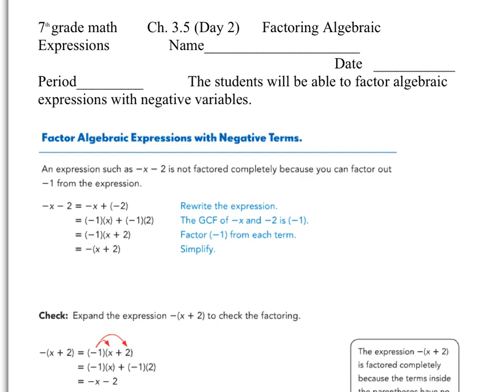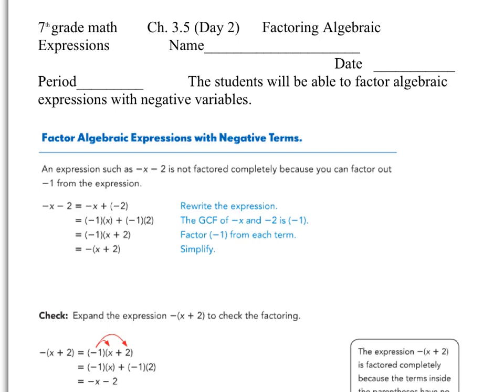Okay, so today is 3.5, day 2, factoring algebraic expressions. You'll be able to factor algebraic expressions with negative variables. Okay, so an expression such as negative x minus 2 is not factored completely because you can factor out a negative 1 from the expression.